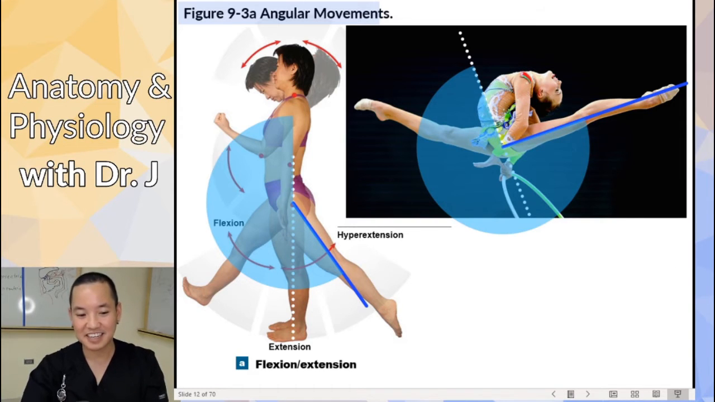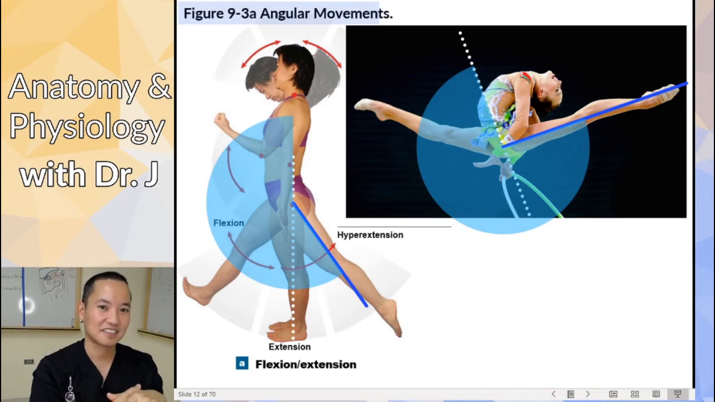Actually, let's ask the chat. So we're seeing that in her left leg, she's doing hyperextension. But what about her right leg? Is she doing flexion or hyperextension? Right leg at the hip.